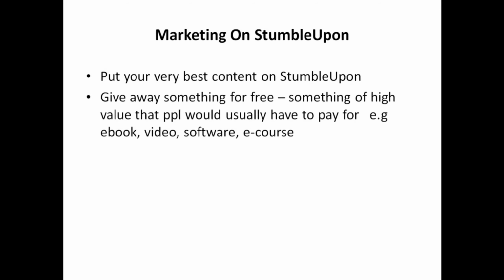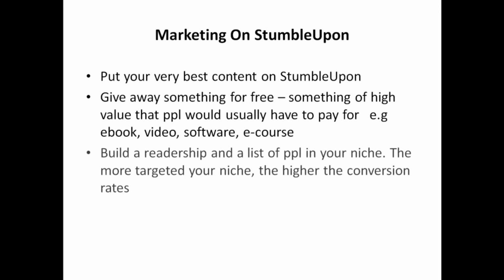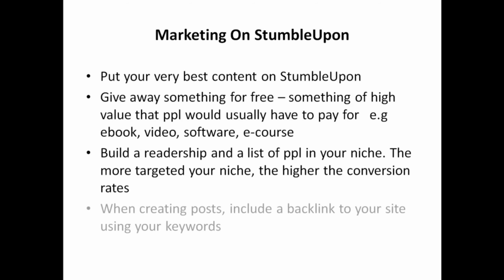Marketing on StumbleUpon. Put your very best content on StumbleUpon. Give away something for free, something of high value that people would usually have to pay for. For example, an eBook, a video course, a software, or an e-course. Build a readership, a list of people who follow you in your niche. The more targeted your niche, the higher the conversion rates are going to be. And when creating your posts, include a backlink to your site using your keywords.